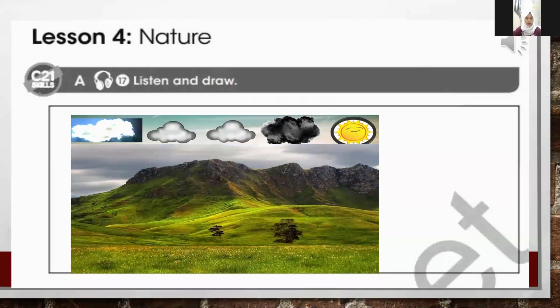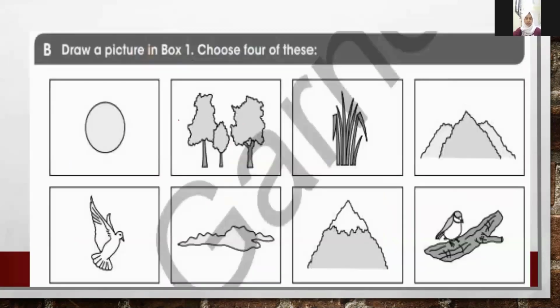So these are the grass and these are the trees. You made really nice pictures and you know how to draw. Thank you so much. Did you understand section A of the workbook? Yes, very good.